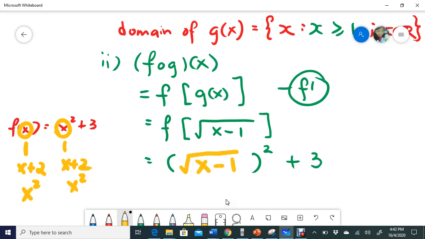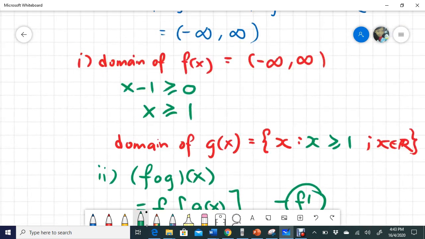Because you already know that square root and square can be neutralized, so you have x plus 2, because 3 minus 1 is 2. So done for the second part.